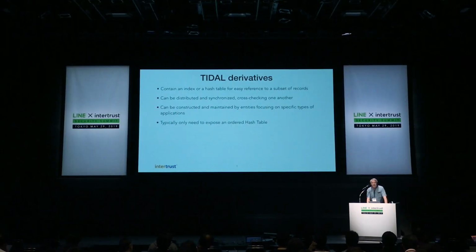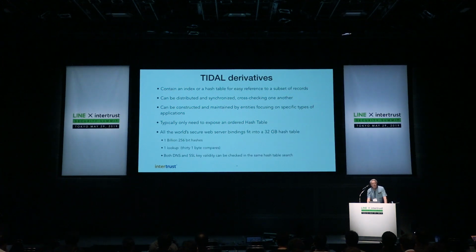They can be distributed and synchronized, they can check one another, they can be constructed and maintained by entities focusing on specific types of applications. So this is the part of the system that faces applications and tries to make it easy for people to verify reliably the assertions that they need to rely on. And as I said, typically they're just hash tables. And that makes them very easy structures to deal with, and it makes their interactions with them very, very straightforward.